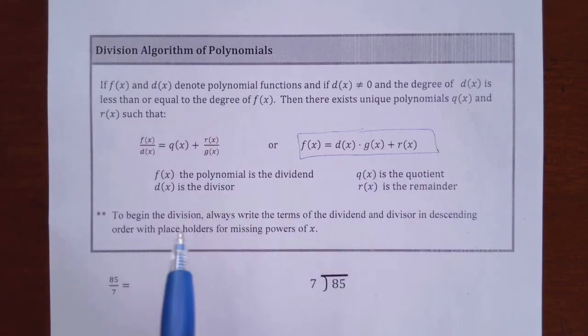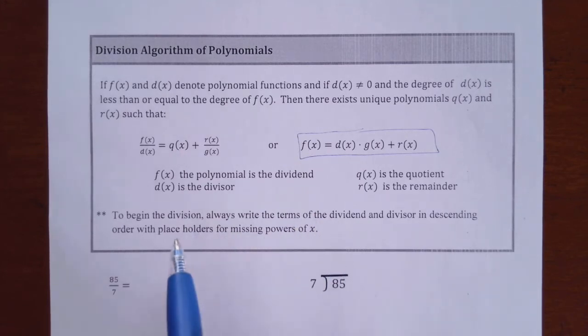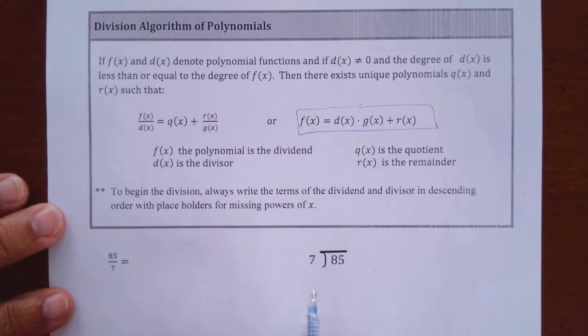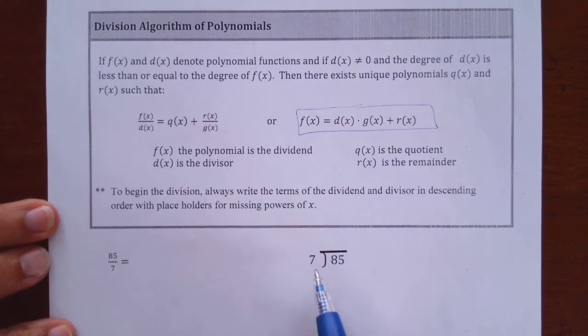All right, so it says, to begin the division, always write the terms of the dividend and the divisor in descending order, and then you need to put placeholders where there's missing powers of x, okay? So just as though you were dividing this, we're going to do the same steps. So let me just remind you of these steps that we did real quick. You always looked at how many times the divisor went into each term of this, right? So that's what we're doing.